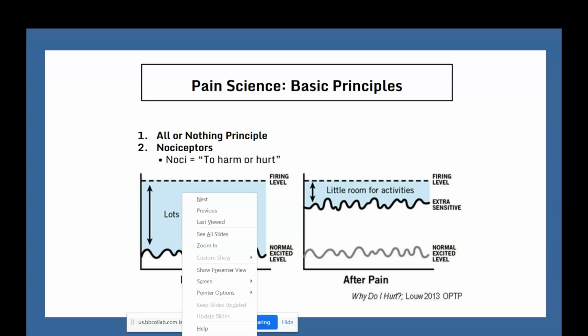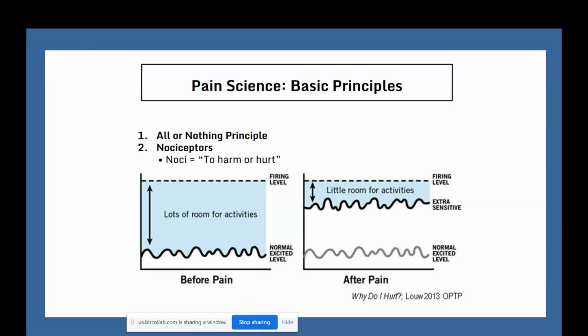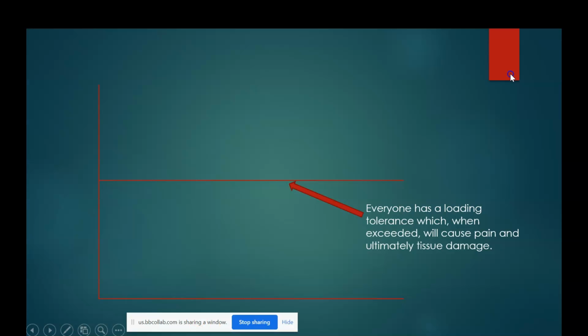So some of the basic principles of pain science is an all or nothing principle. So one, either you're going to experience pain or you're not. If you don't have pain, or if you've never had pain, you have a lot of room for different activities. Versus after you've had pain, your body is sensitive to more pain, and therefore you have less room for more activities. So this is one of the reasons why if we're training someone that has pain, we need to be really careful about what they're doing, because compared to somebody that wasn't having pain, they have less room for activity.